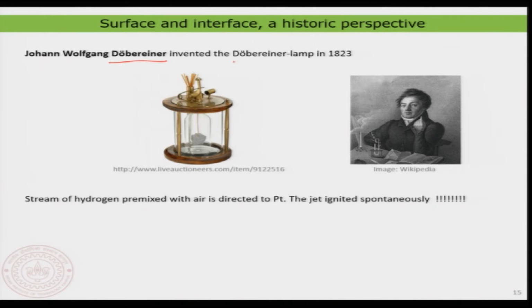So he invented a lamp which is generally known as the Daubernier lamp. This was also a commercial lamp that was available at this time. What the lamp contains is just some pieces of platinum. You can see here it has platinum flakes, and if you now form a jet of hydrogen and air into this, then the lamp ignites spontaneously.